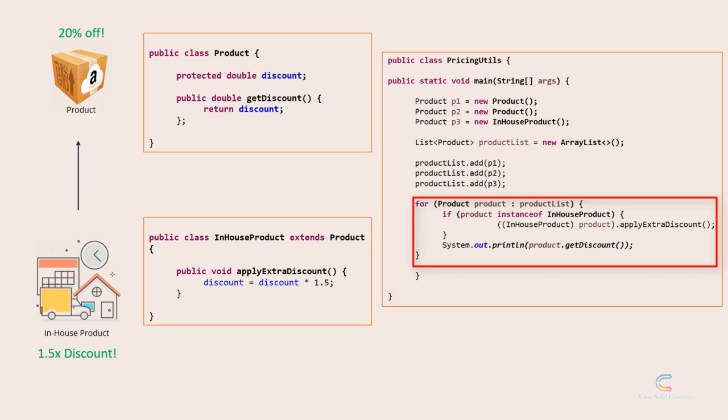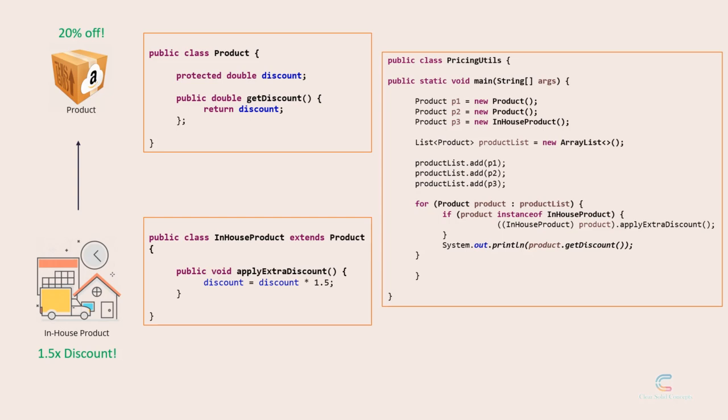For the third product though, because the product is an instance of in-house product, it gets inside the if condition. Then it calls the applyExtraDiscount method which multiplies the existing discount by 1.5. Then it exits the if block and prints the final modified discount. What we are seeing now in this utils class is not a good design. This is against the Liskov substitution principle. We should have been able to deal with all the objects as product objects itself instead of typecasting to in-house product for some of them.